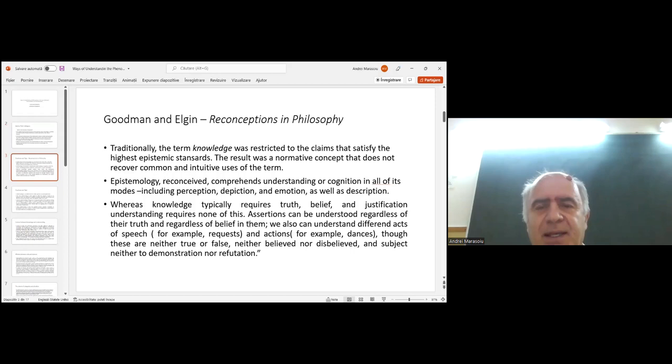If we talk now about Goodman and Elgin and their Reconceptions in Philosophy, they begin with this perspective about the meaning of knowledge and the standard definition of it as justified true belief. Their assertion is that traditionally the term knowledge was restricted to the claims that satisfy the highest epistemic standard, and the good result was that we have a good normative constant. But the result is that the concept is too normative, so it doesn't cover all the common and intuitive uses of the term knowledge.